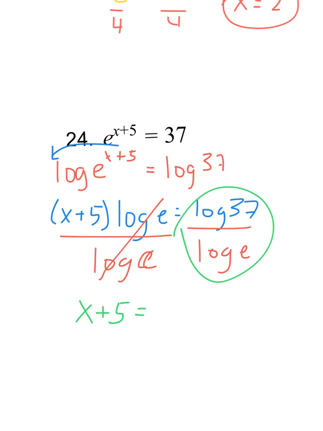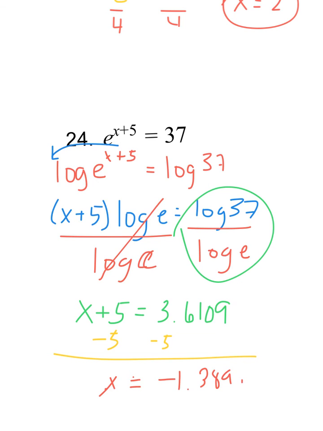And that gives me 3.6109. And then finally, subtract 5. So 3.6109 minus 5 is, you get x equals negative 1.3891. And there's your final answer.